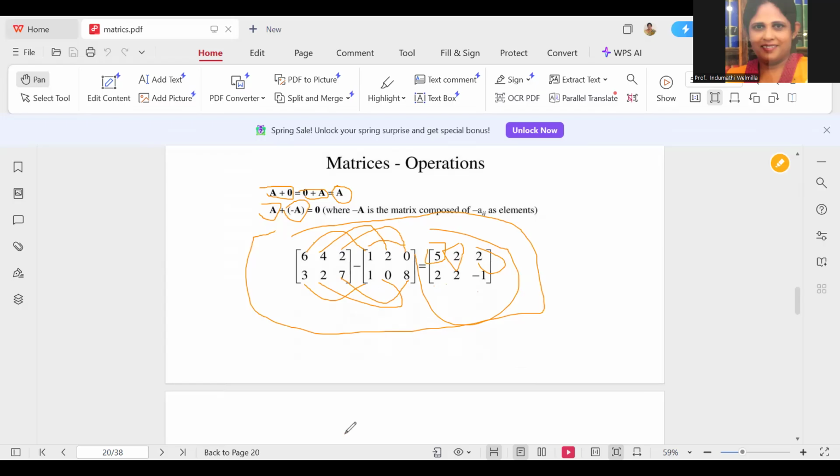So plus and minus, adding and subtracting matrices, are okay now, right?